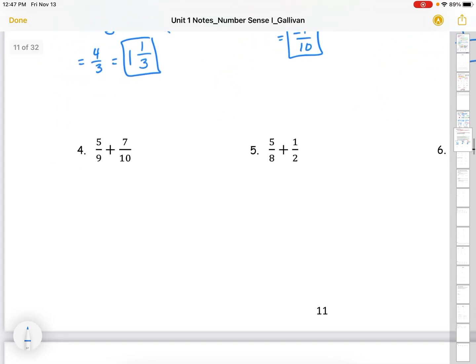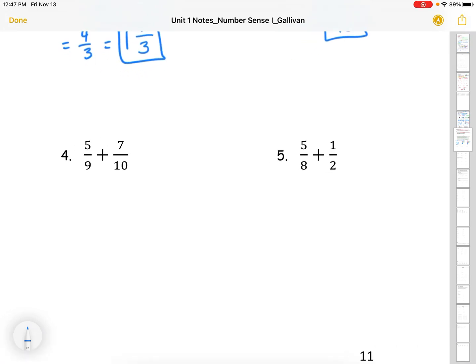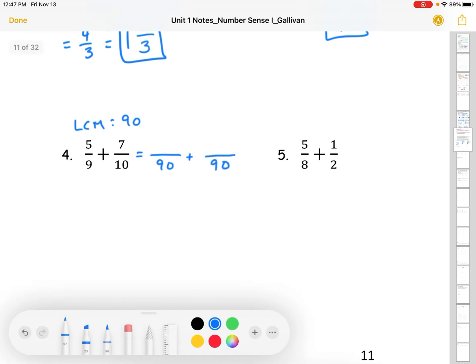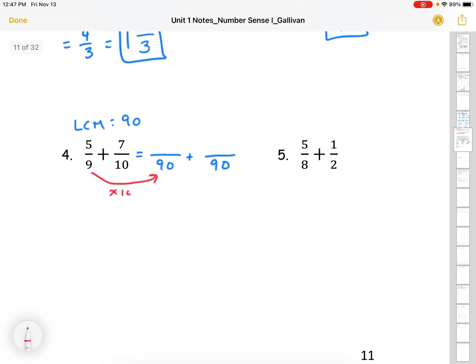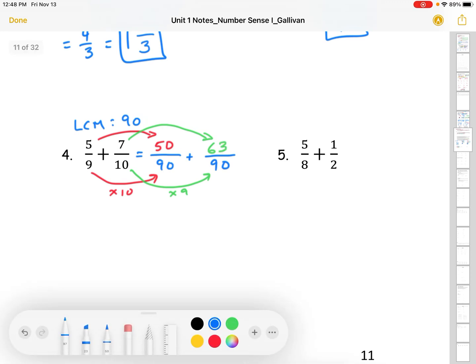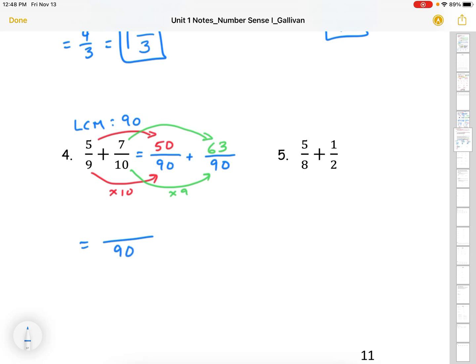Okay, so we're back, all right? So lowest common multiple of 9 and 10 is 90. So 90 plus 90. So first, I multiplied this one by 10. So 5 times 10 is 50. Here, I multiplied 10 by 9. So 7 times 9. 7 times 9 is, I have to think about that one, 63. You can use your calculator too. Okay, so 50 plus 63 is 113.